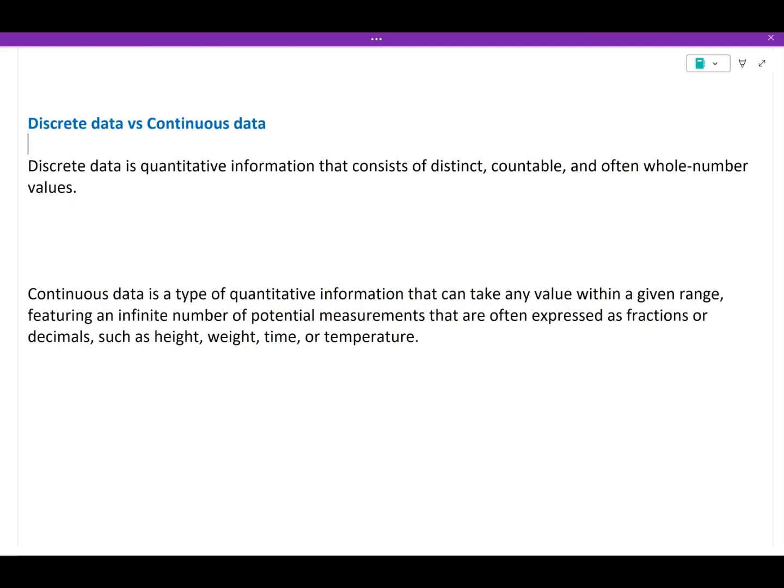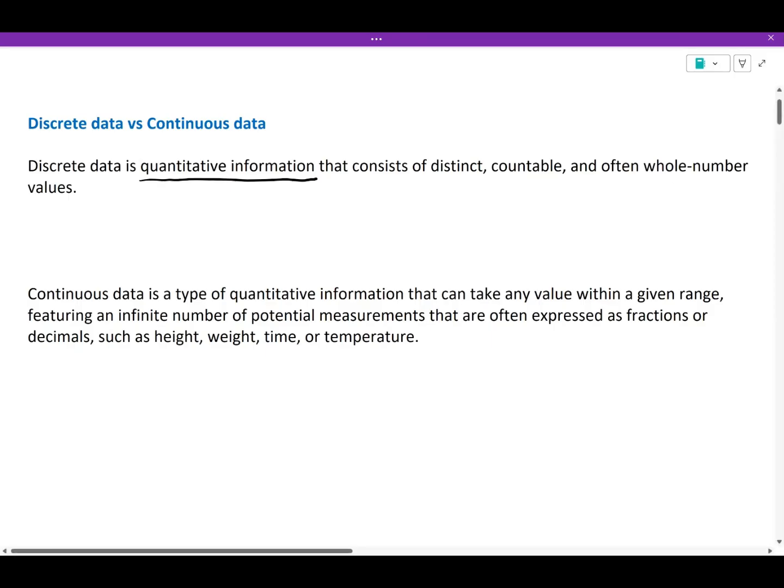In this video, we are going to look at everything that you need to know for the topic of histograms for GCSE. Before we get into what a histogram actually is, we need to consider what is discrete data versus what is continuous data. So discrete data is quantitative information. So when we say quantitative, we're talking numerical values, something that can be measured with numbers. That consists of distinct, countable, and often whole number values.